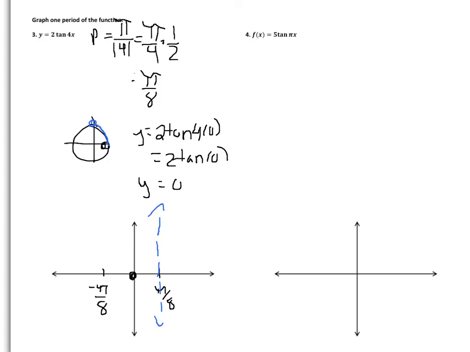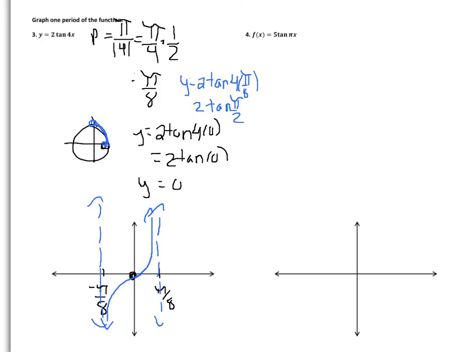Because watch, if I plug in the pi over 8 here, I get y equals 2 tangent of 4 times pi over 8. But that's 2 tangent pi over 2. Well, tangent pi over 2 is undefined. Same thing with the negative pi over 8. See, this gives us that one period. But again, come back to this. It's increasing. So what that means is it starts to slowly increase this way and slowly decrease the other way. So there's our one period. Okay? So a little different, but not too bad.